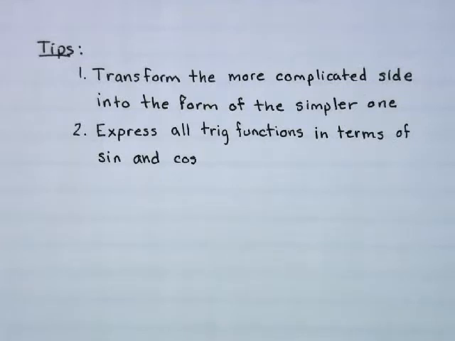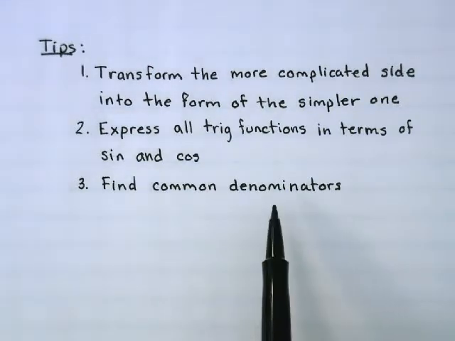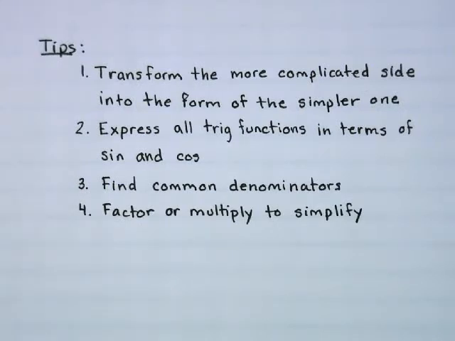Second is to express all trig functions in terms of sine and cosine. So there are 6 trig functions, and then tangent, cotangent, secant, and cosecant you can rewrite in terms of sine and cosine. When you express everything in terms of sine and cosine, you're going to end up with a lot of fractions. So a big thing that we're going to do a lot is find common denominators. Next, you're either going to factor, factoring is going to be a big thing, or multiply in order to simplify the expression.